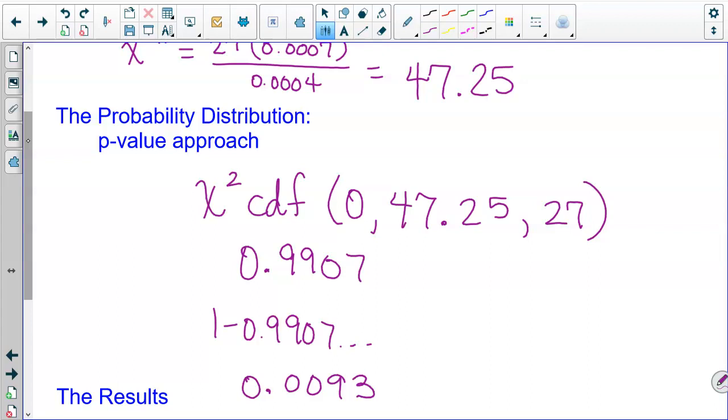All right, y'all, I know that was kind of quick, but from here down, it's the exact same process as the t-distribution. You know what I mean? Your results still have three parts. You still compare it to alpha.